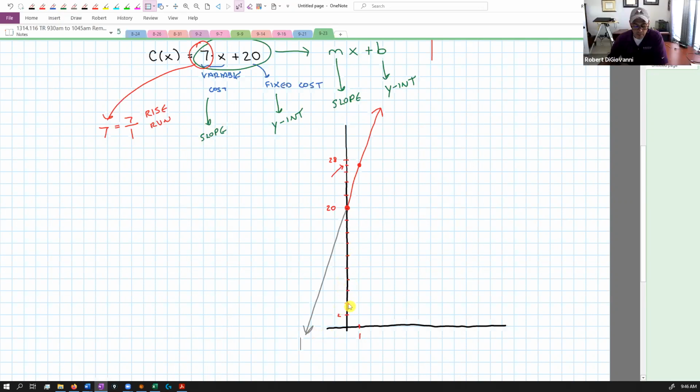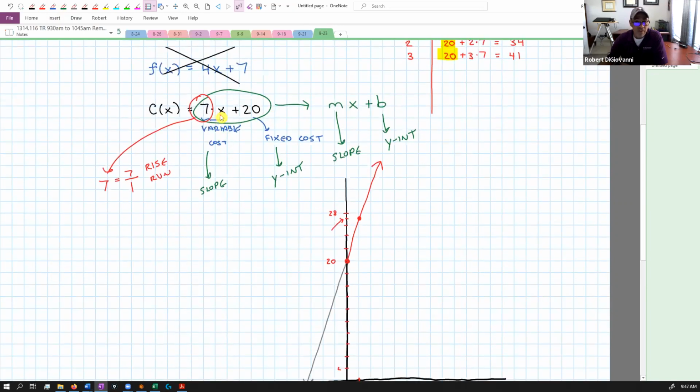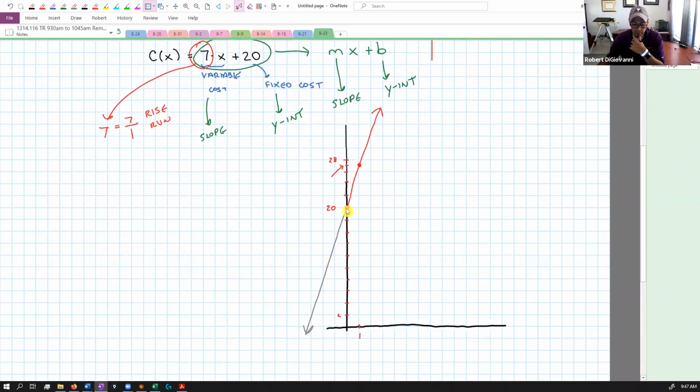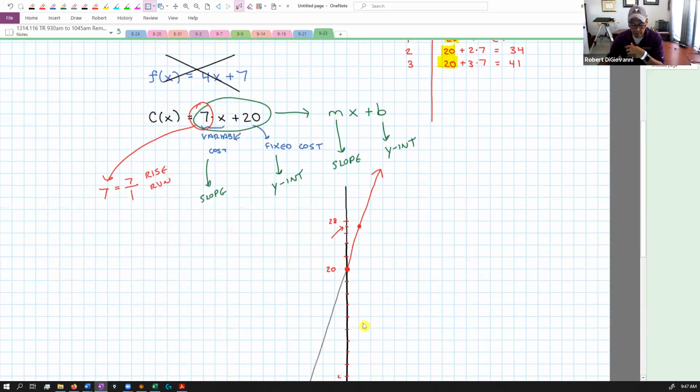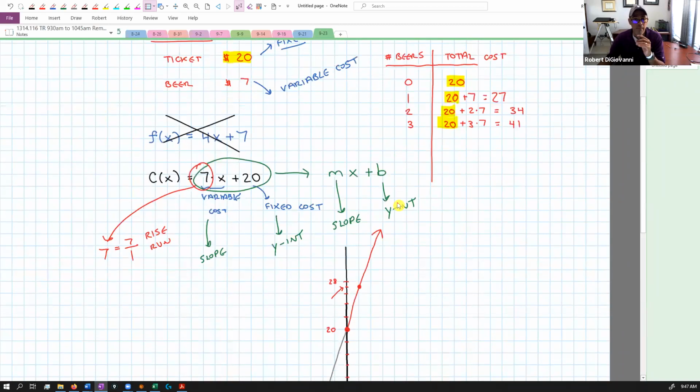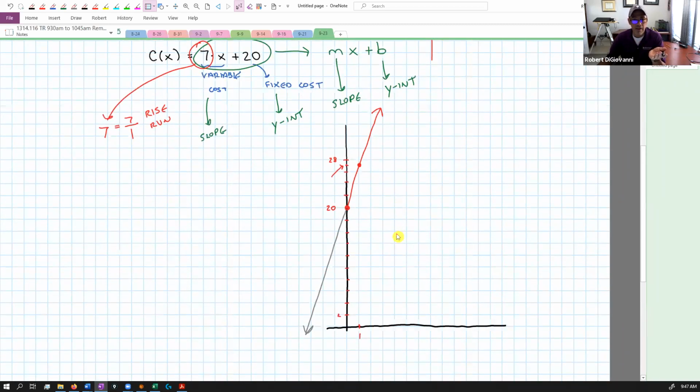Think about the input. The input for this function is x. What does x represent to us in this problem? What is x? The beers. What's the thing that's changing? The number of beers. So when I have no beers, we pay 20 bucks. When I have 1 beer, it's going to be 27. When I have 2, we did this, it'll be 34. And then 3, it'll be 41 and so on. But you can't have negative beers. You can't have a negative amount of beer. So we don't want to draw the graph over here.